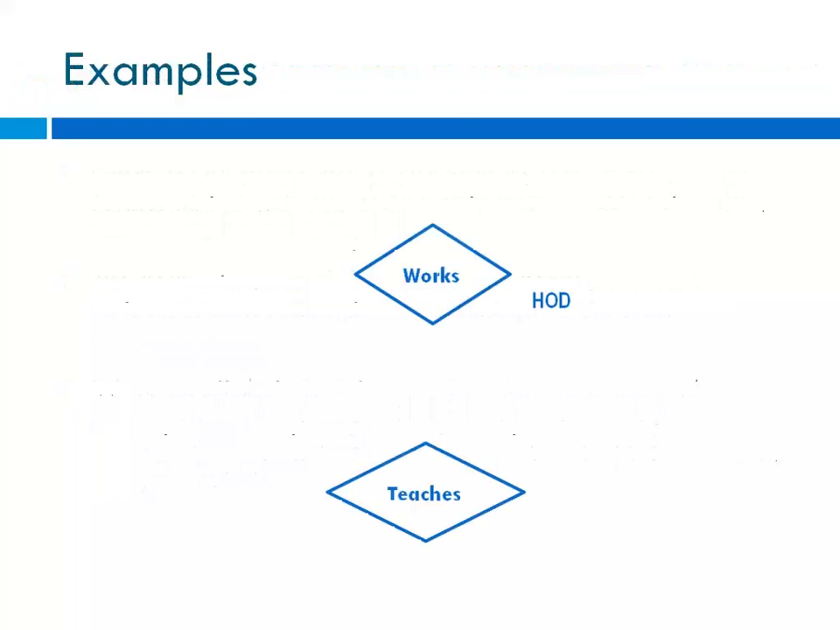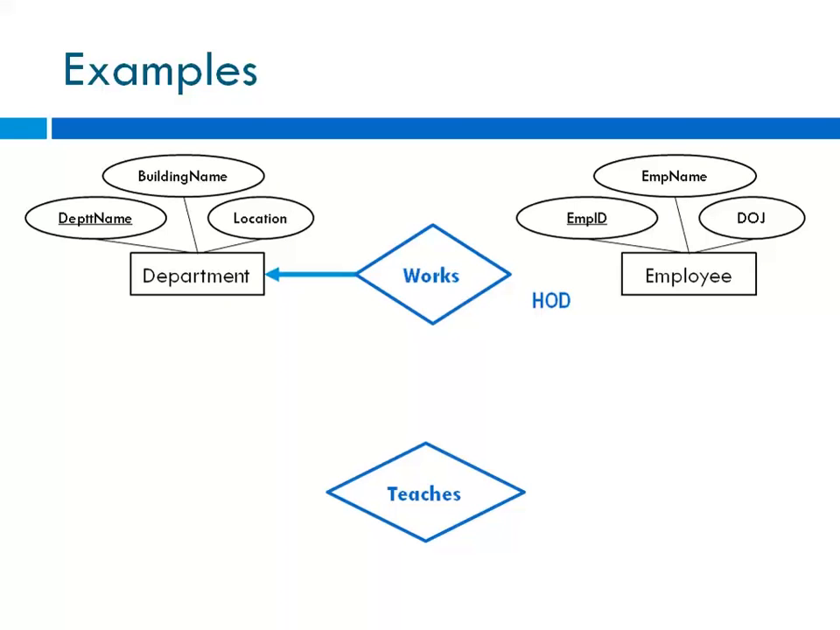Let us understand this with an example. Suppose we have these entities, department and employee. Now as you know, department and employee as HOD is a one-to-one relationship. That means only one HOD can be there for a department. So the works relation for the role HOD is defined like this.